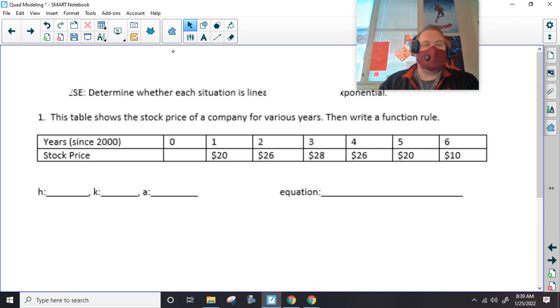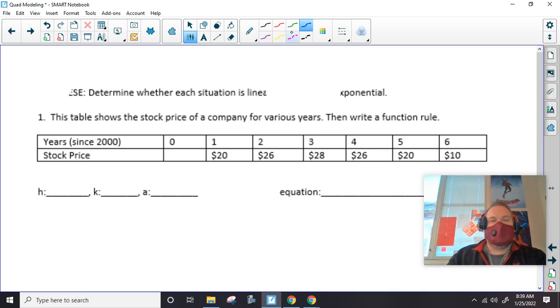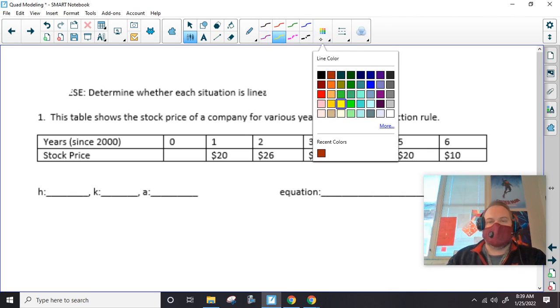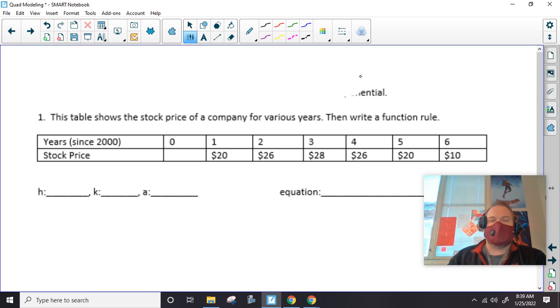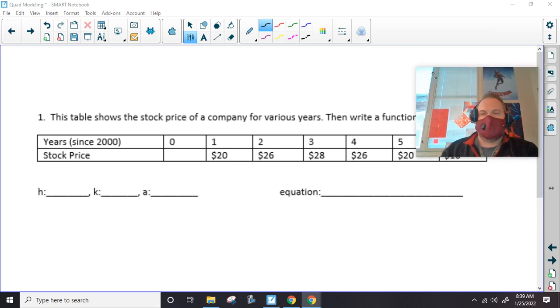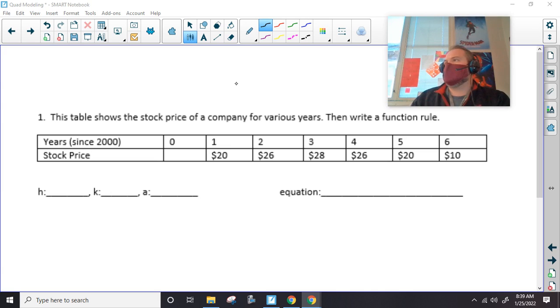All right. So, I think you have these directions. I could be wrong. Where it says try these, determine if they're linear, exponential, quadratic. Just mark that out. If not, I may have fixed that for y'all's notes for today. Not a big deal. Bless you. We know all these are going to be quadratic.